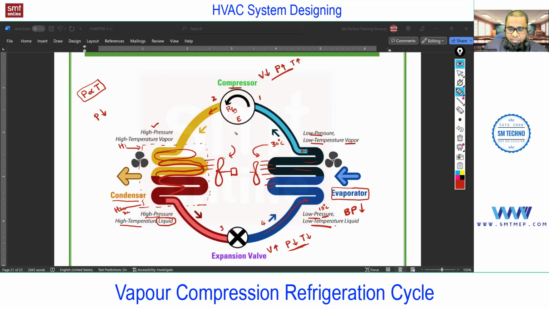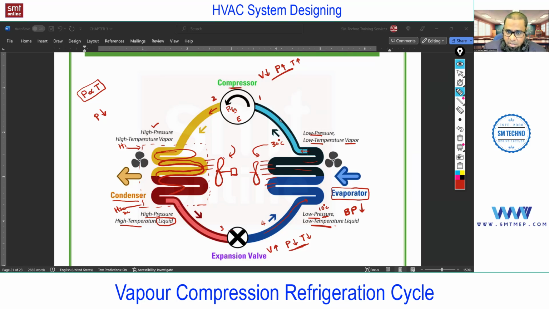And this cooling effect you can utilize for different applications. Based on different applications, we are calling them different systems. Again, further, if you talk about air conditioning, in that also you'll find different systems like DX system or chilled water system or air system, etc. We'll discuss that in chapter 5.